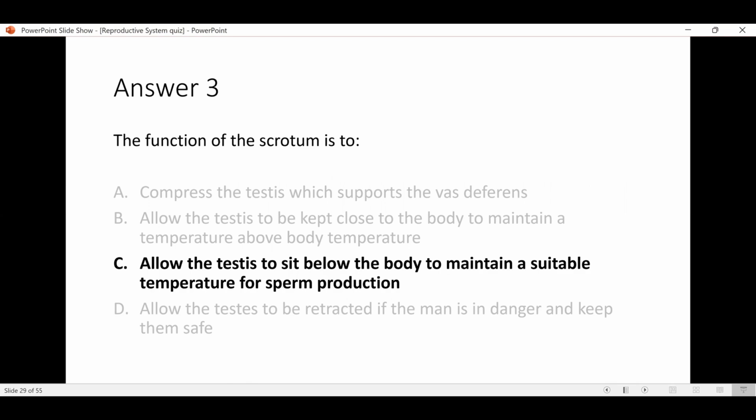Answer 3, the function of the scrotum is to allow the testes to sit below the body to maintain a suitable temperature for sperm production. So sperm doesn't like being at body temperature. And my answer D there, allow the testes to be retracted if the man is in danger and keep them safe. Some men can actually retract their testicles at will. It is definitely a thing.